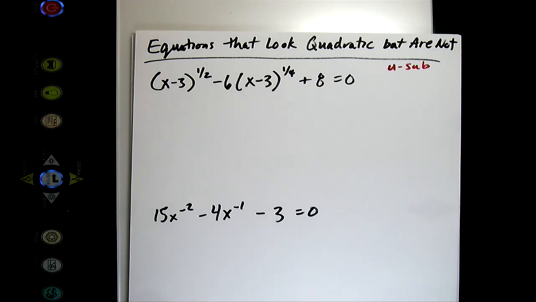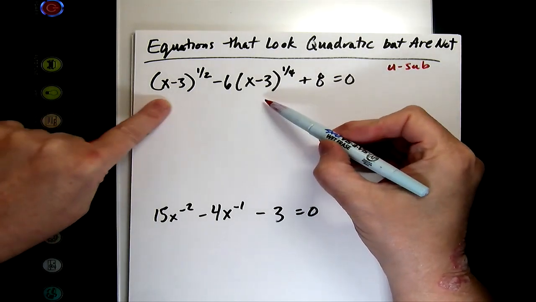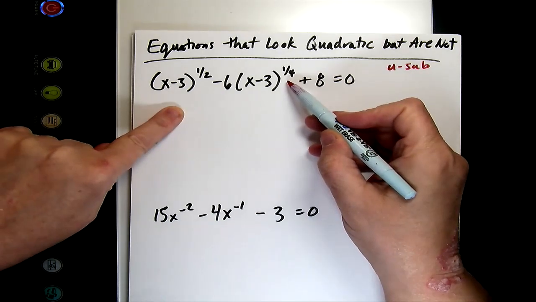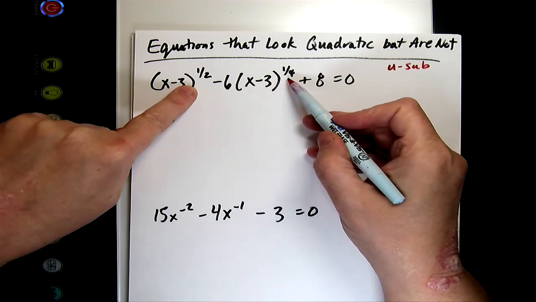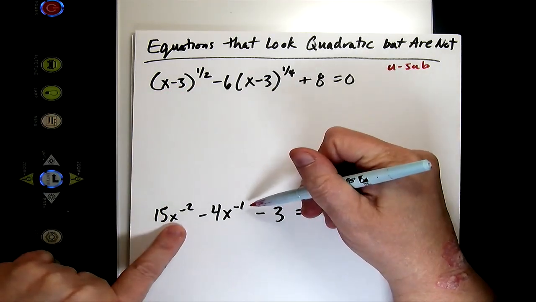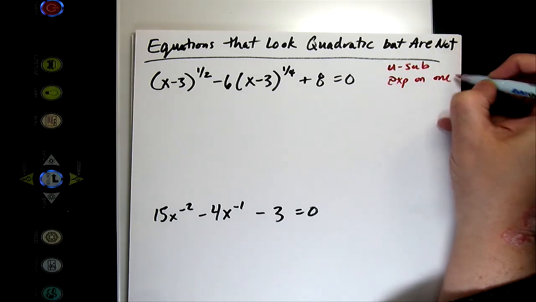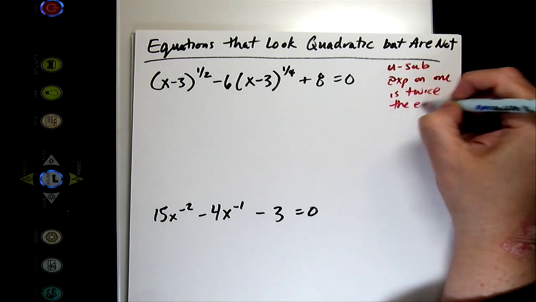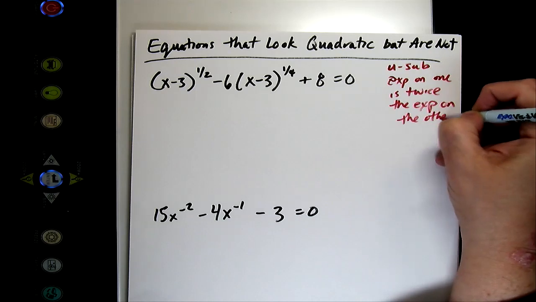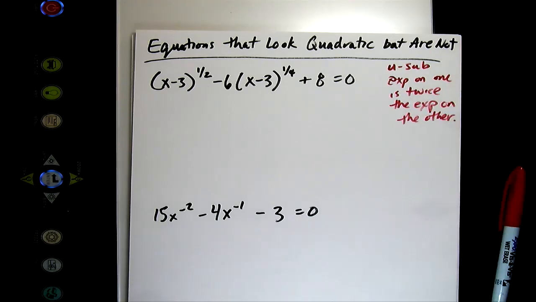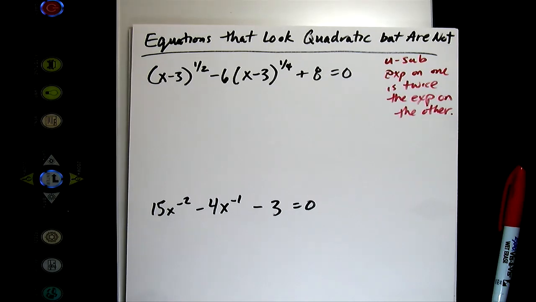And a way you can recognize if something looks quadratic but isn't, but we can still kind of do it, is if you have two things with the same thing, like x minus 3 here, and the exponent on one is double the exponent on the other. Like 1/2 is twice 1/4. Negative 2 is twice negative 1. So the exponent on one is twice the exponent on the other. The first number should be twice the second. They could be in the wrong order, but as long as one of them is double the other.